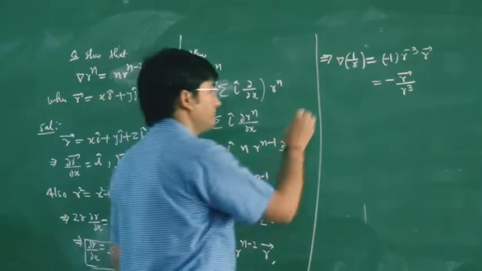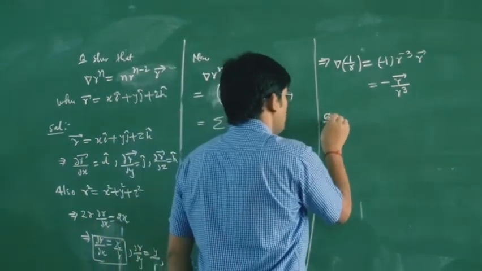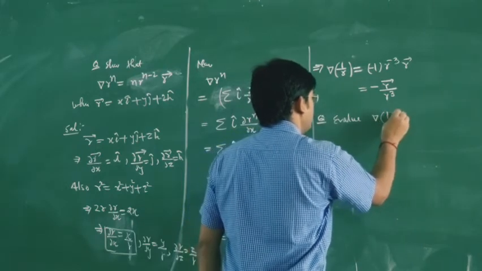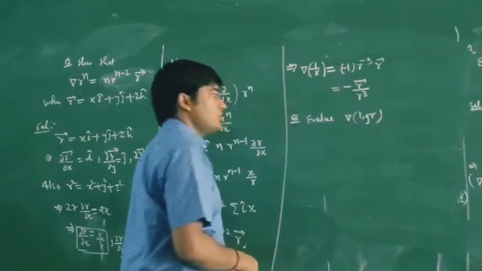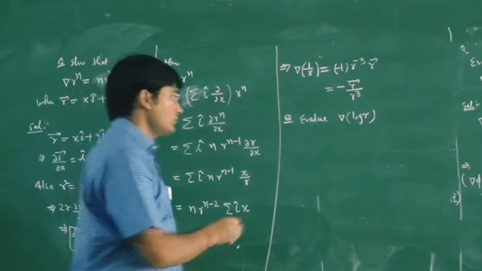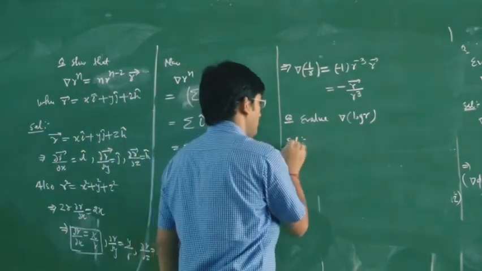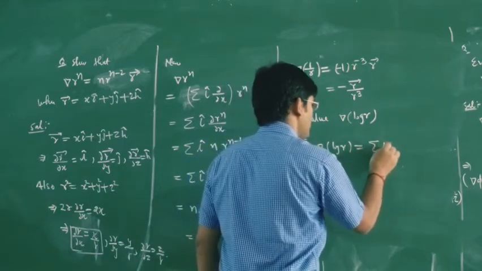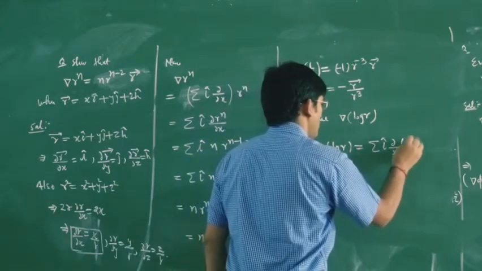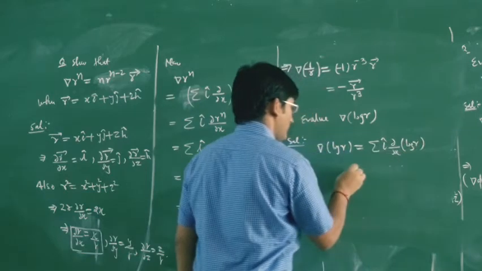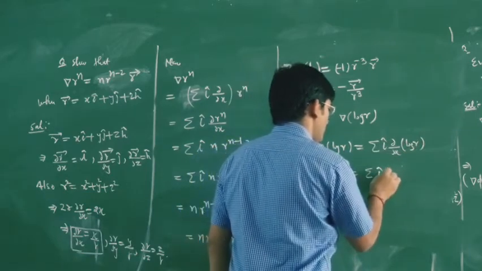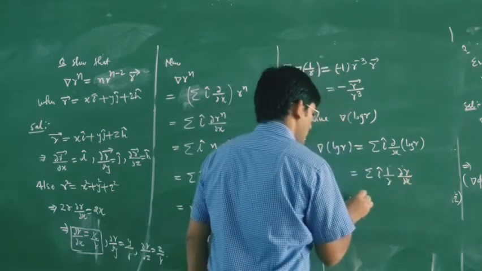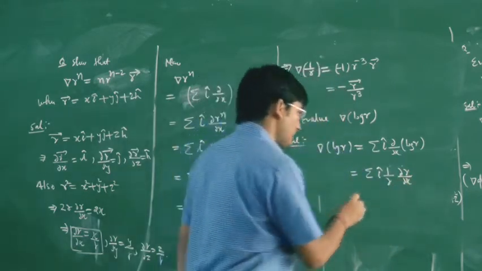Now question, evaluate gradient log r. So let us evaluate this gradient of log r. So solution, gradient of log r is equal to, you can write it as summation i del by del x of log r. Your differentiation of log r will be 1 upon r, and then we will have del r upon del x. Now this del r upon del x is your x upon r.